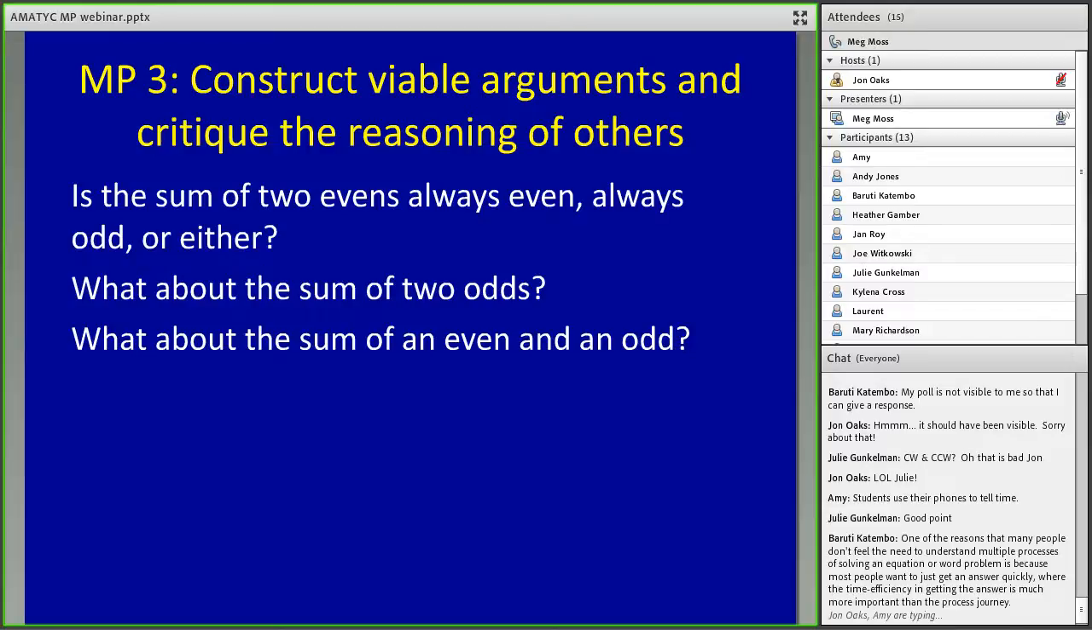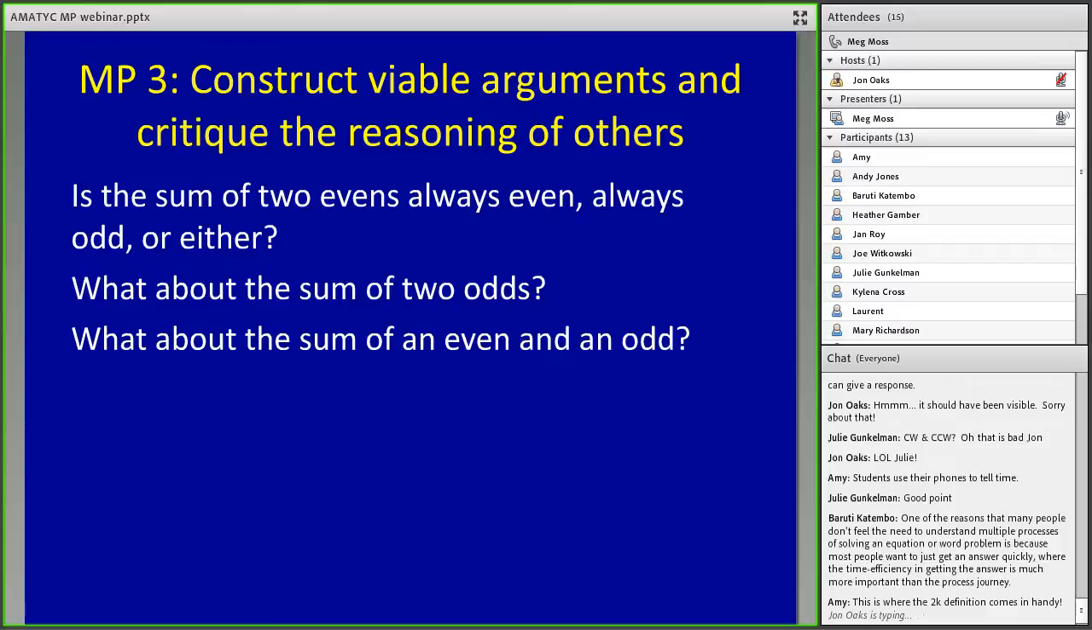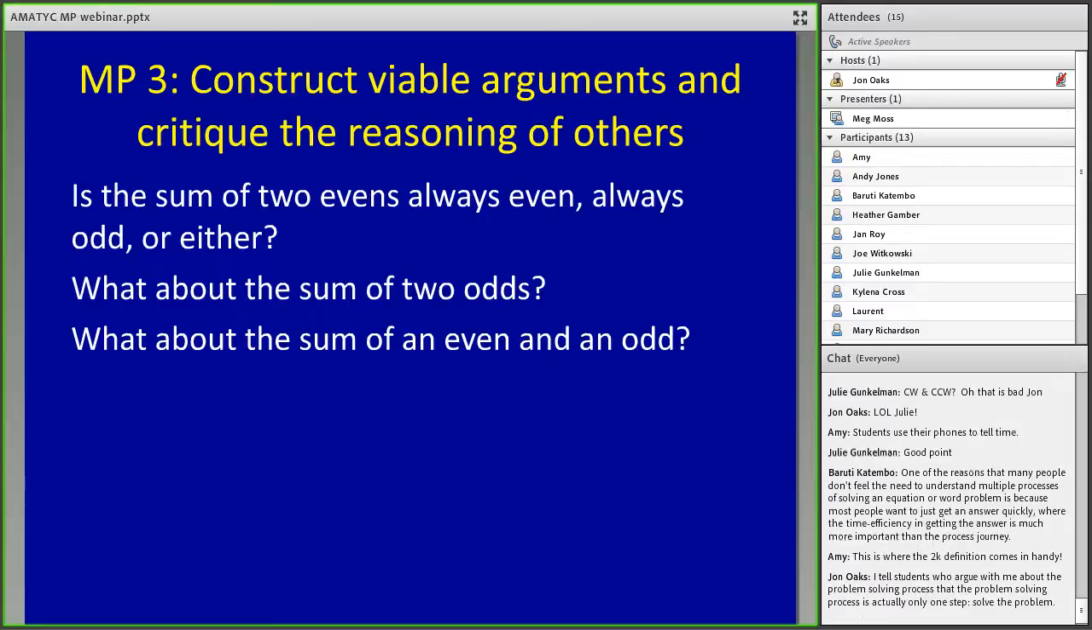The big thing with this first one is that generalizing is a big thing. Students will say, well, 3 plus 7 is 10, so that proves that an odd plus an odd is an even, but then that can come into a really great discussion about, well, just because you prove it's true once doesn't mean it's true all the time.